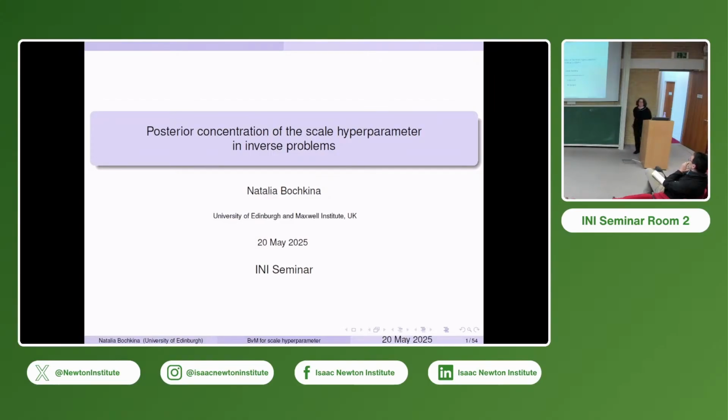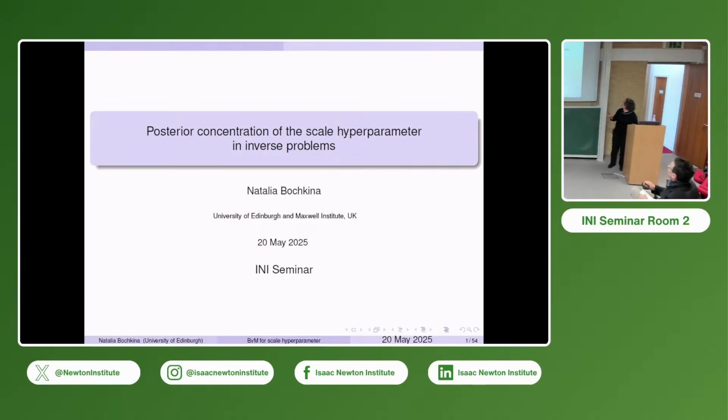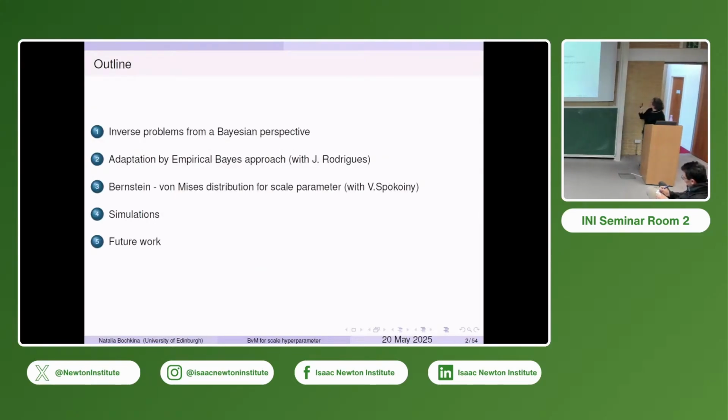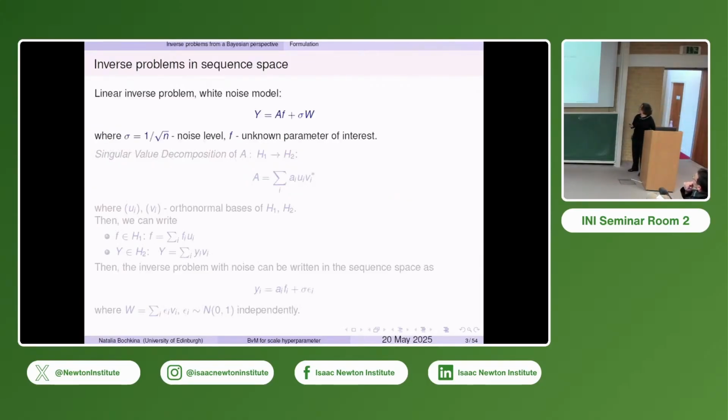So I think I mentioned some work I've done with my PhD student about the limit of the hyperparameter, and then the current work with my colleague from Berlin, Natalia, about the BvM type result. I'll give a quick introduction to set up the notation. The adaptation work is what we've done with my student Genova Rodriguez, and then the Bernstein-von Mises type theorem with Spokojny, and then I'll show how it works on simulations.